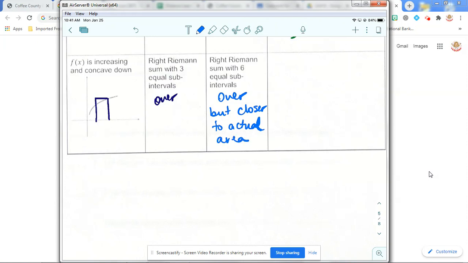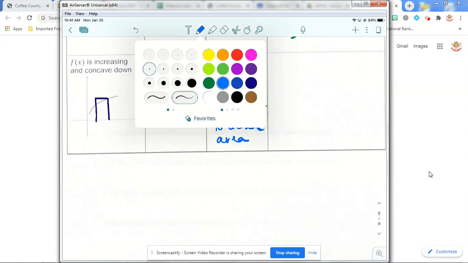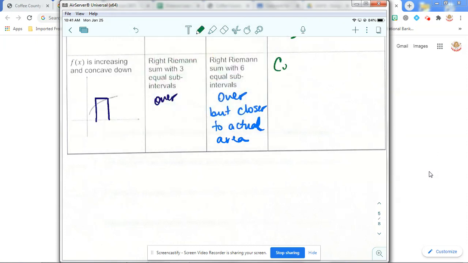Okay, so we're kind of in that same situation. They're both over. The more subintervals means that column B is over, but closer to the actual area, which is going to make column A greater, because it is over by more.